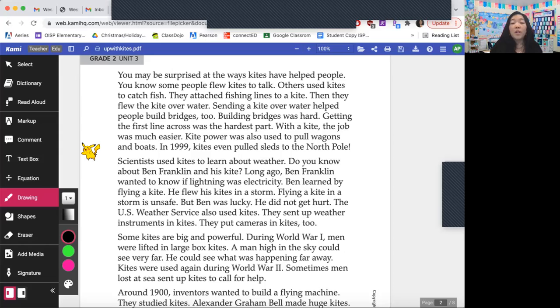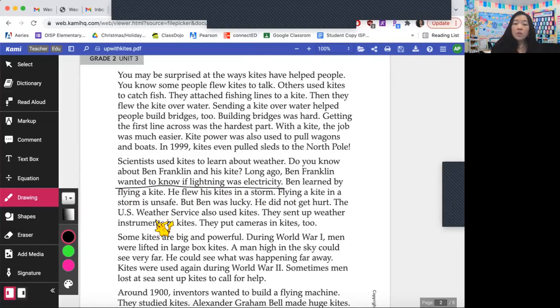Long ago, Ben Franklin wanted to know if lightning was electricity. Ben learned by flying a kite. Ooh, okay, so he wanted to know if lightning was electricity. Go ahead and underline that sentence, because I think it might be important. He flew his kite in a storm. Flying a kite in a storm is unsafe, but Ben was lucky. He did not get hurt.